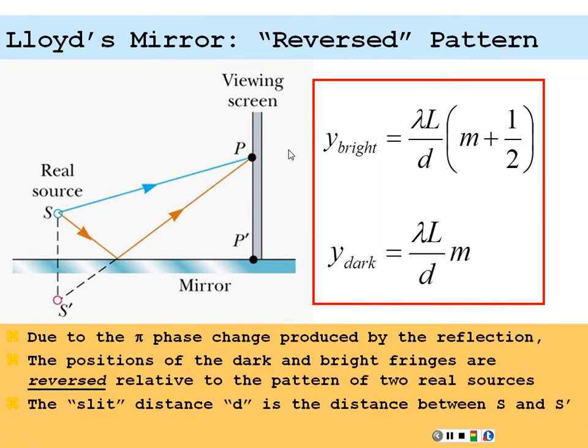The slit distance d is the distance between our real source and our image source. So if you knew how far the real source was above the mirror, you would multiply that by 2 in order to get your slit distance d. So you assume that the image is as far behind the mirror as the real source is above it. So take that distance above the mirror, multiply it by 2, get your slit distance d between the sources to use in these equations.